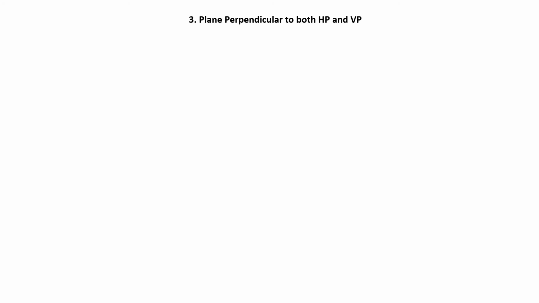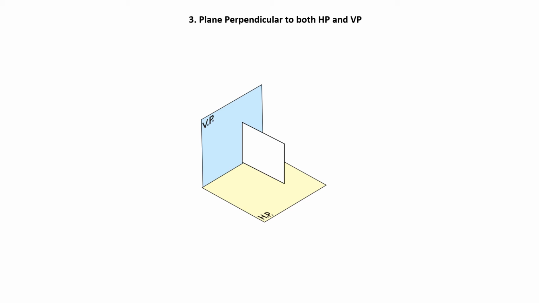Third case, plane perpendicular to both horizontal plane and vertical plane. This is the vertical plane, the horizontal plane, and the rectangle is perpendicular to both HP and VP. In this case, in both front view and top view, we get a single line. Here we get its true shape in the side view. We will see later on how to draw this side view. But when the plane is perpendicular to both horizontal plane and vertical plane, we will see two lines in the front view and in the top view.